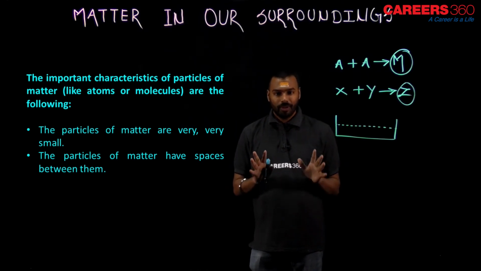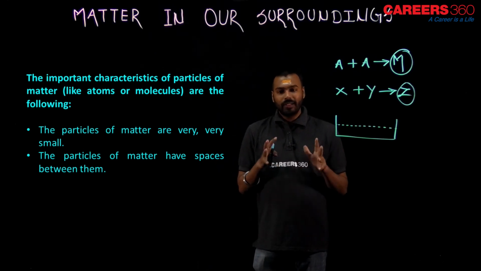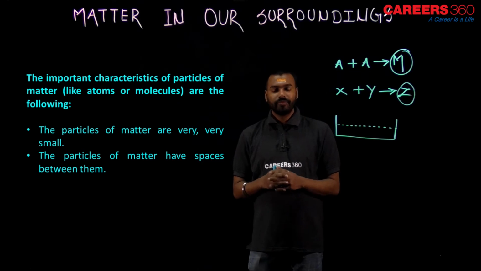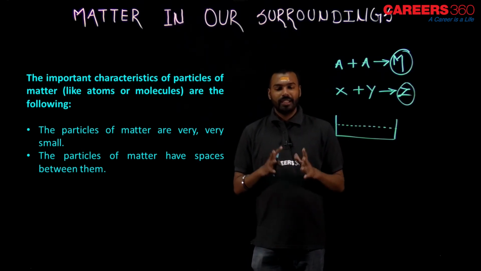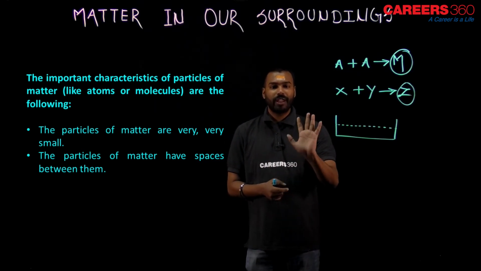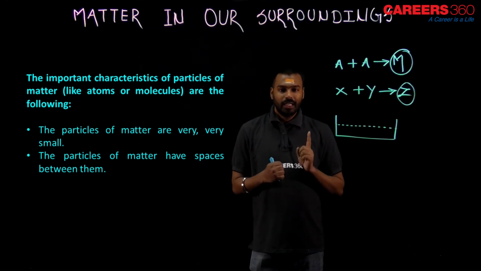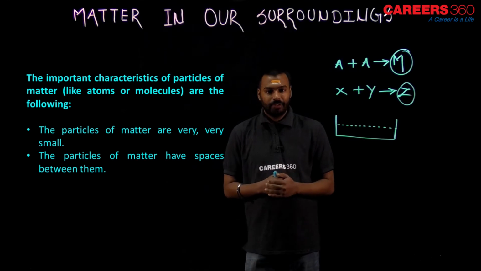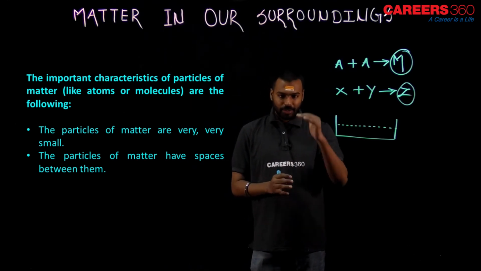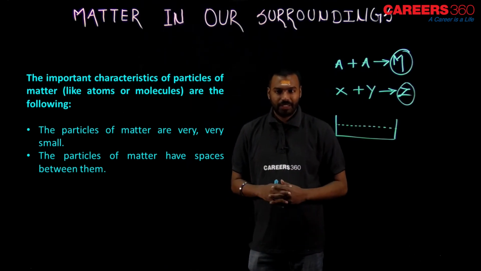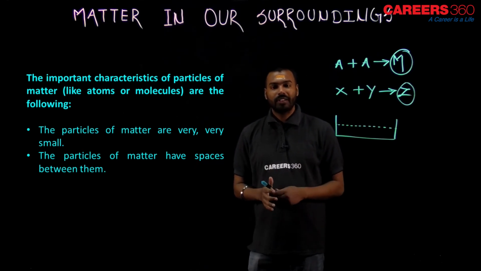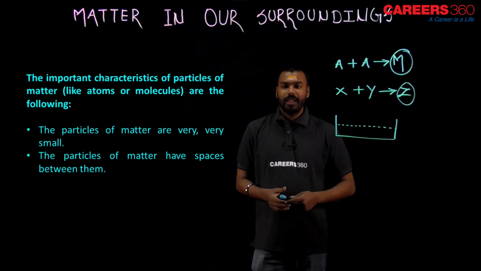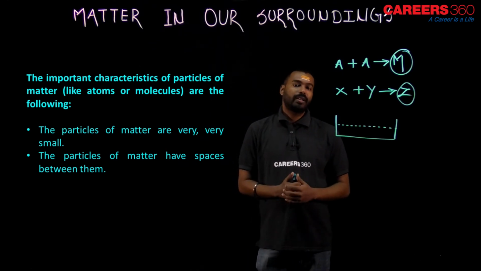All the states of matter have vacant space. Dear student, normally up to class 9 we have five states of matter: solid, liquid, gas, plasma and Bose condensate. I will definitely explain them one by one, but not in this lecture. This lecture is about the characteristics of particles of matter like atoms or molecules. The particles of matter have spaces between them.